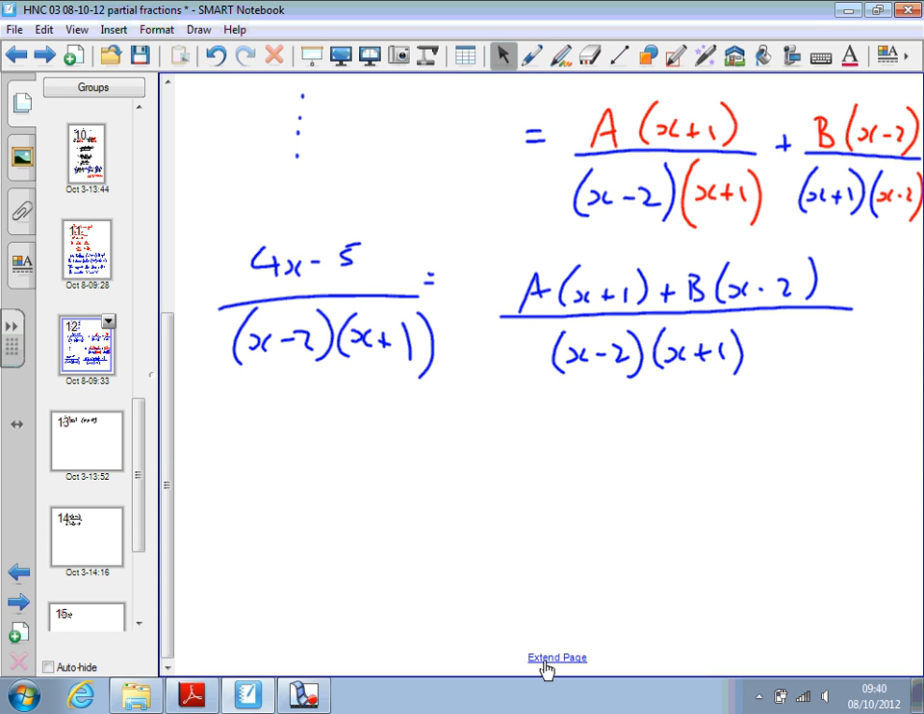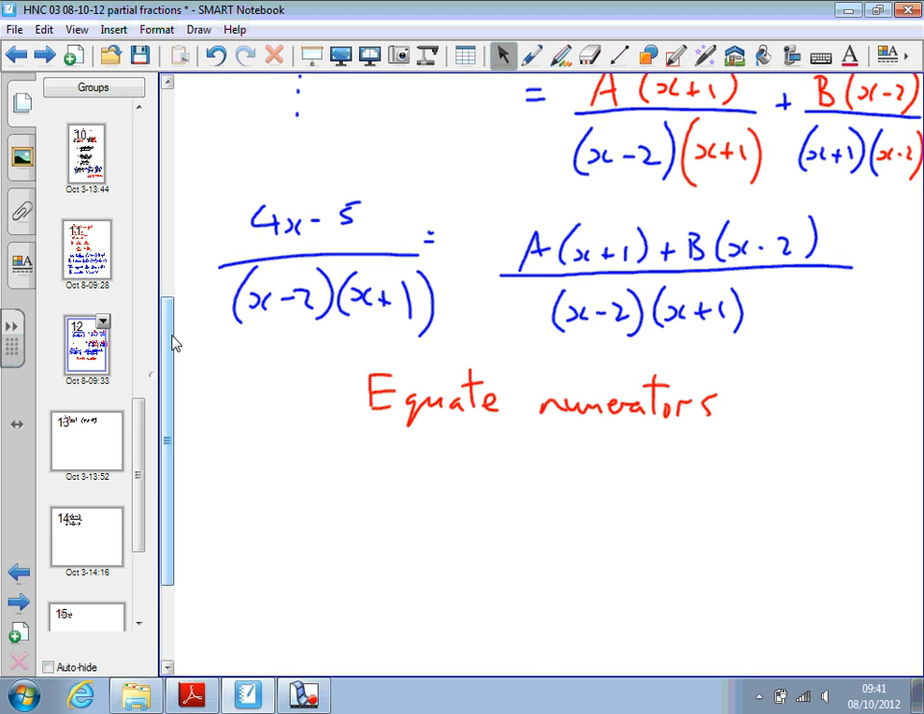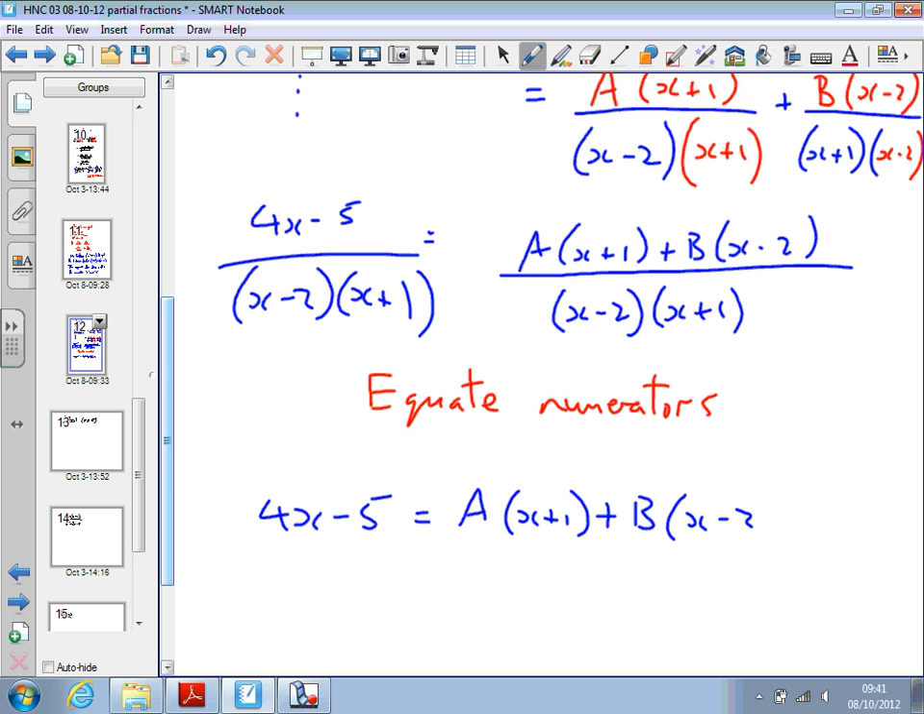And now we look at this and we say, look at the left-hand side, look at the right-hand side. The denominators are the same in both. It's both of the denominators are x minus 2 and x plus 1. Because of this equal sign, that means these fractions must be exactly the same. So if the denominators are the same, so must the numerators. So we equate numerators. And we say, that looks like an N, doesn't it? Numerators. So we can write 4x minus 5 equals A(x plus 1) plus B(x minus 2).